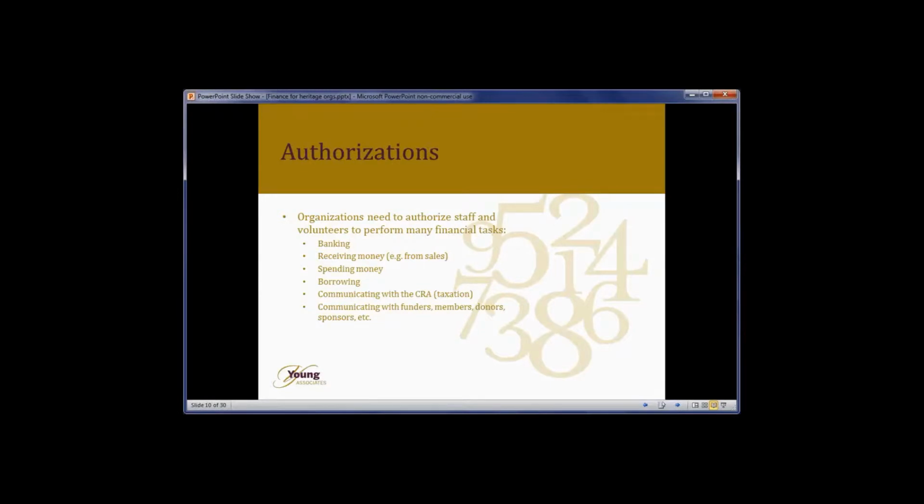Just a bit of a side issue, I thought that this would be an interesting thing to throw in because, well, mainly because it's cropped up in my working life a few times recently. I just wanted to say a word about authorizations.